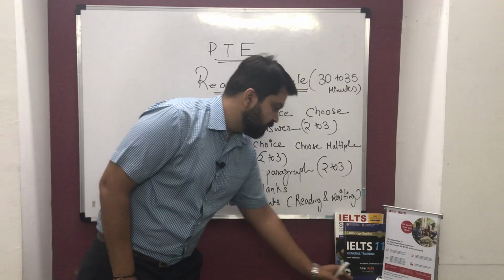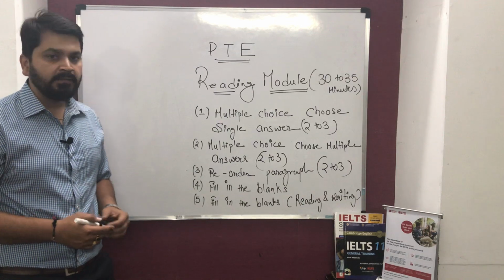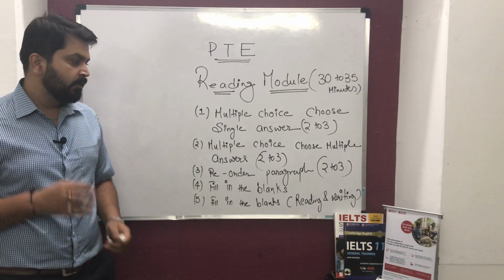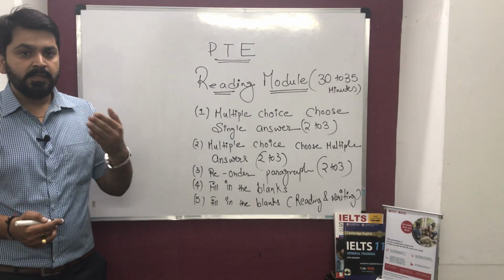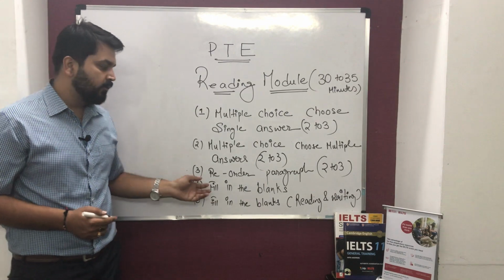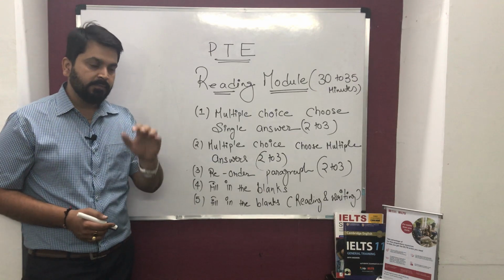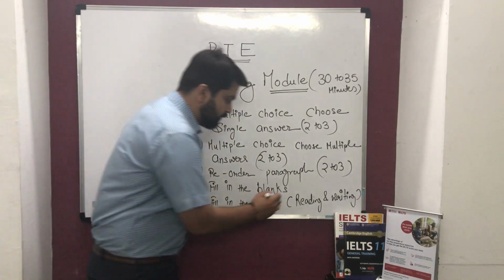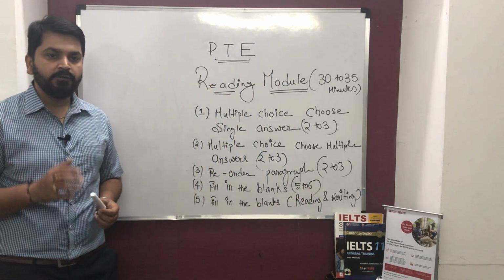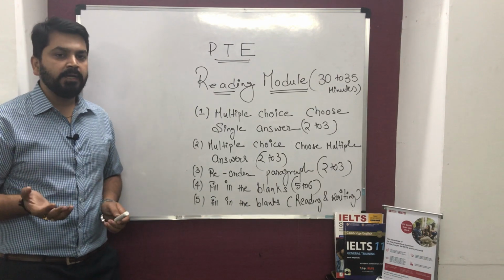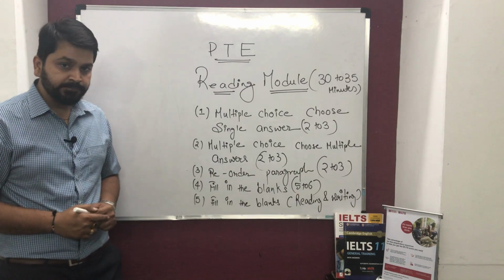In filling the blanks, you will have a paragraph which will have 4 to 5 blanks in it, and there will be options given below the paragraph. In this type of blanks, you have to drag the option which you think is correct into the blank. So it is called drag and drop. Click on the option and drag it into the correct blank. There will be around 5 to 6 question types like this. So one paragraph with 4 or 5 blanks, and there will be 8 to 10 options given there.